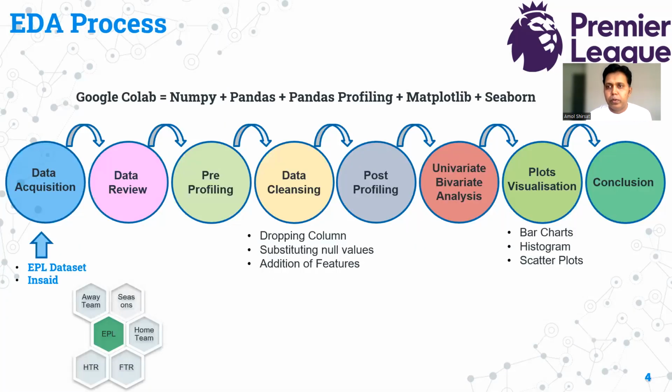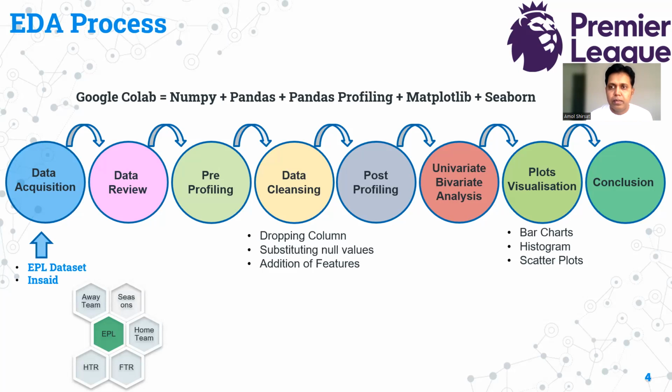Prior to that, EDA is an 8-step process. We start with the data acquisition. In the data acquisition, we received the data set from INSEAD for the English Premier League, which has multiple features, and multiple data is available for the complete 25 seasons. So the first part is the data acquisition.